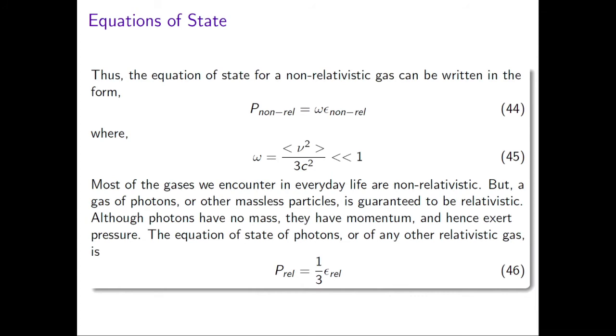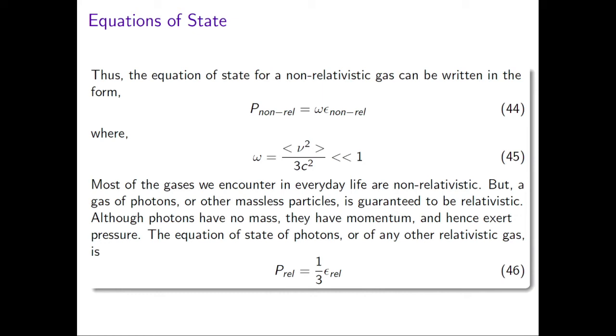So the equation of state for a non-relativistic gas can be written in the form P non-relativistic, the pressure for non-relativistic gas particles, equals omega times the energy density of non-relativistic gas particles, where omega is nothing but the root mean square of v squared divided by 3c squared. This is very, very much less than 1, since v, as we considered, is very, very much less than c, the speed of light. Most of the gases that we encounter in our life are non-relativistic.